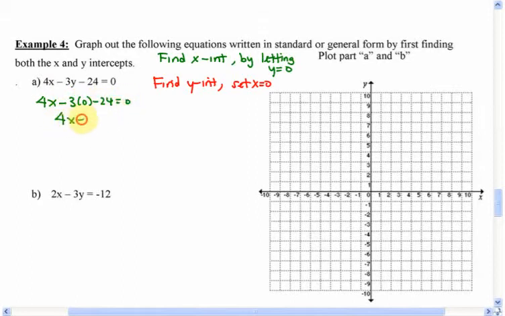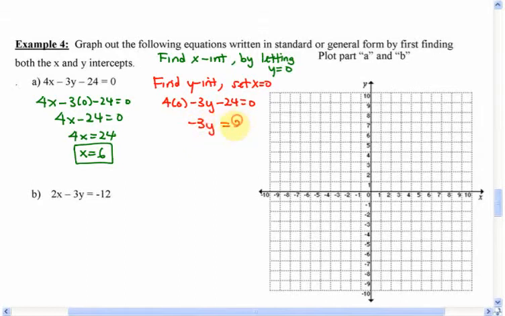So I have 4x minus 24 equals 0, or 4x equals 24, therefore x equals 6. Done. If you want to find the y-intercept, set x equal to 0, and now go ahead and solve this. Negative 3y equals positive 24. Divide both sides by negative 3, so y equals 8. So in this case, here's 6, here's negative 8.